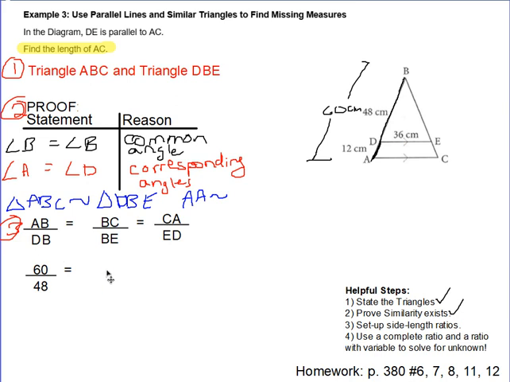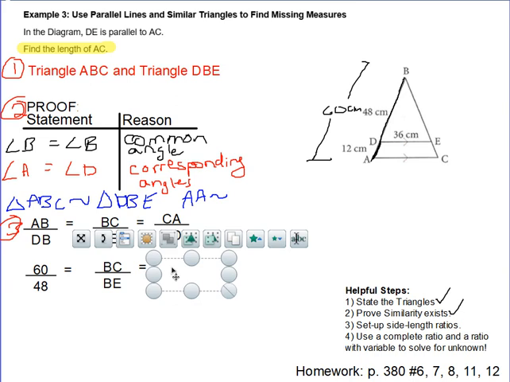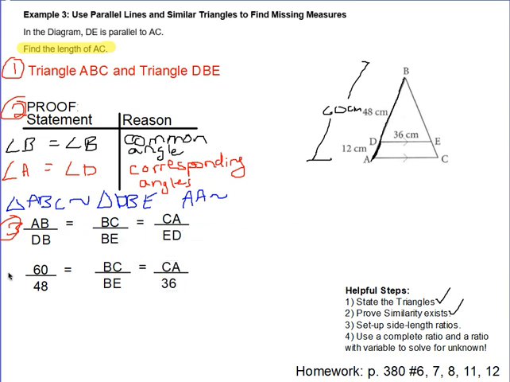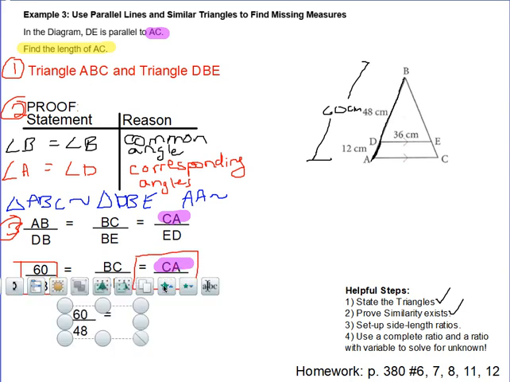BC we don't really know, and BE we don't really know. And lastly, CA corresponds with ED, and ED was 36. Now let's not forget, AC is the same as CA. It's just tomato, tomato. So we are solving for side length CA or AC. What we're going to do is grab the completed ratio, and we're also going to grab the one that has the variable and something else in it. We're going to set them equal to one another.